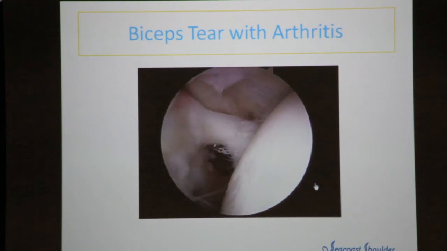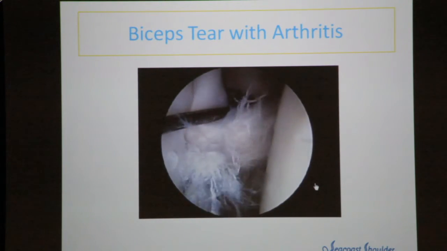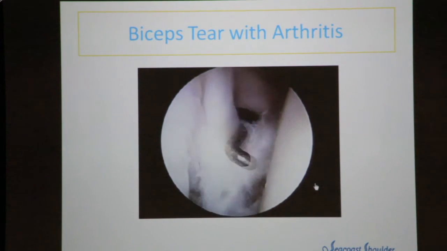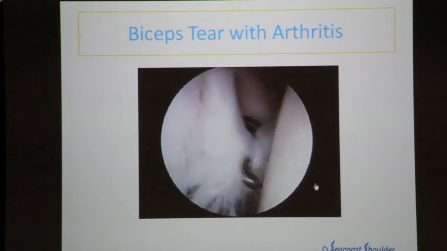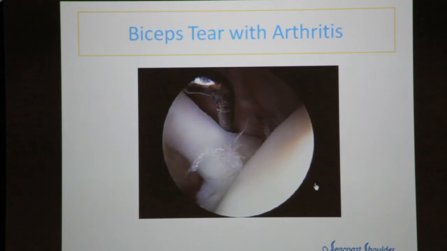And then looking at the biceps tendon, you can see when I pull the biceps, there's a tear in the biceps tendon, and that will cause people to have pain in the front of the arm right along the biceps. And that is something that the biceps is not a rotator cuff. It is not important for the function.